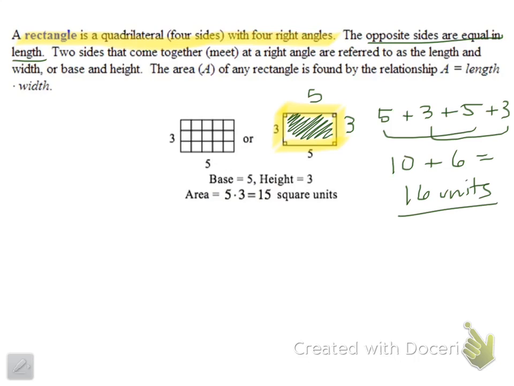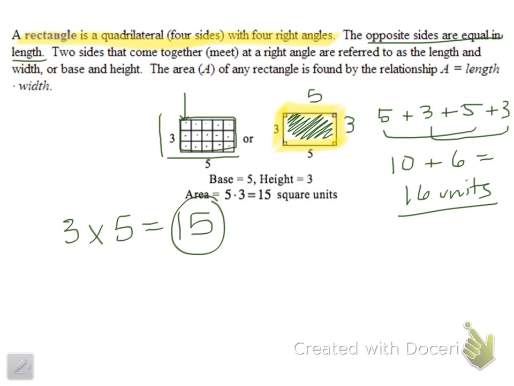That's our perimeter. To find our area, we can either count up the number of tiles or squares within our overall rectangle, or we can find the area by multiplying the base times the height, which in this case would be 3 times 5, and that equals 15. But look, we can also count up the squares. 1, 2, 3, 4, 5, 6, 7, 8, 9, 10, 11, 12, 13, 14, 15. Again, the same answer. You'll notice here we have a value of 3, 1, 2, 3, and here we have a value of 5, 1, 2, 3, 4, 5.